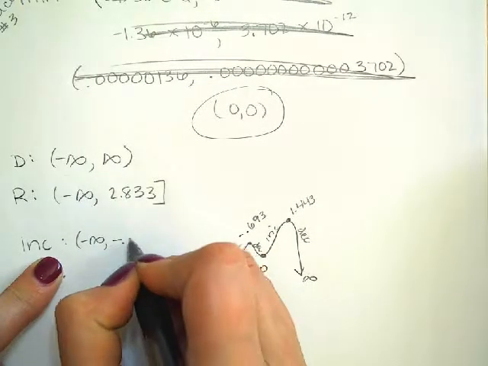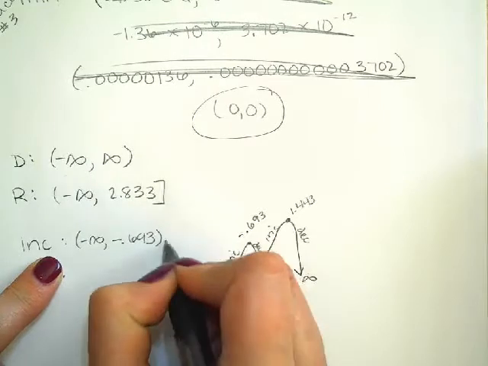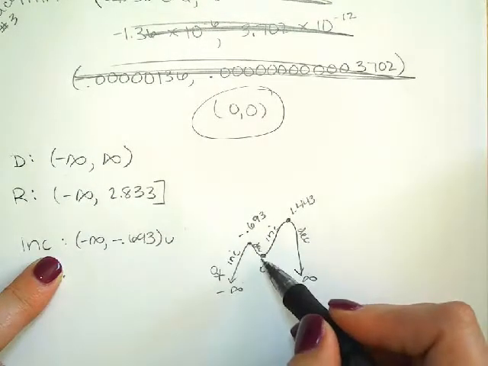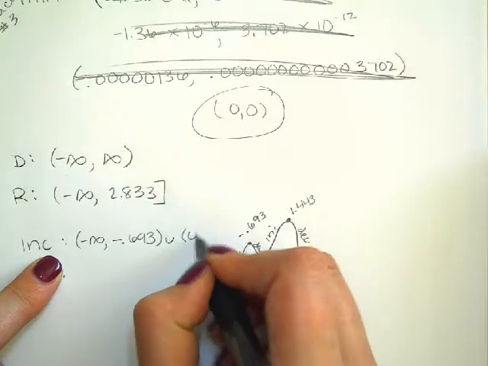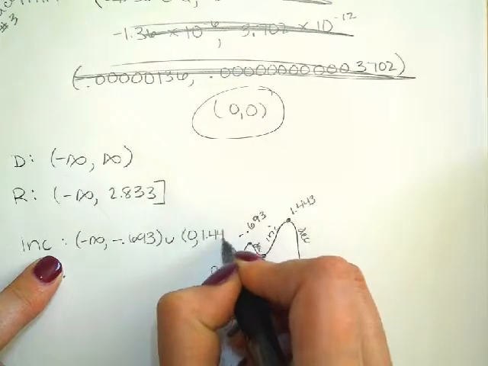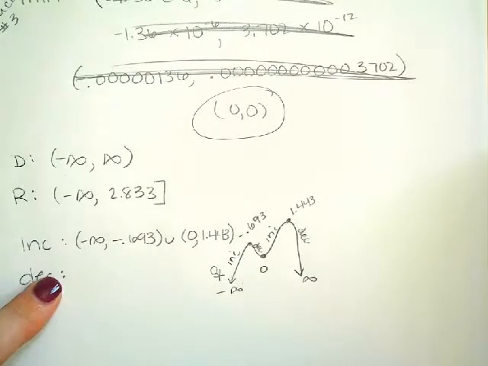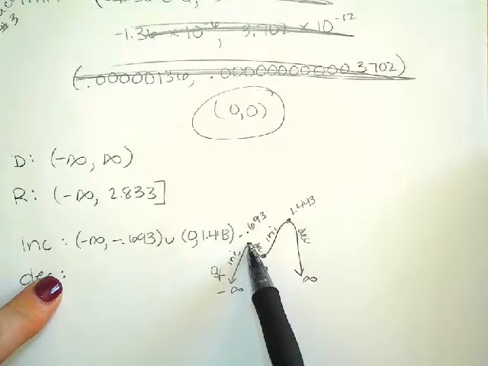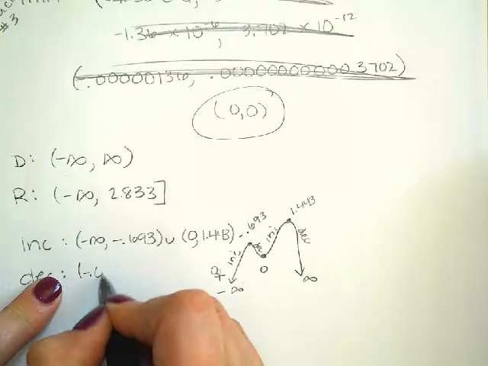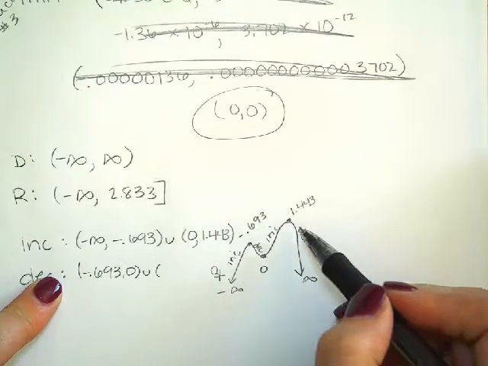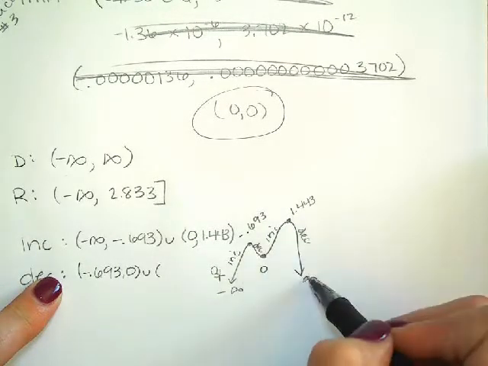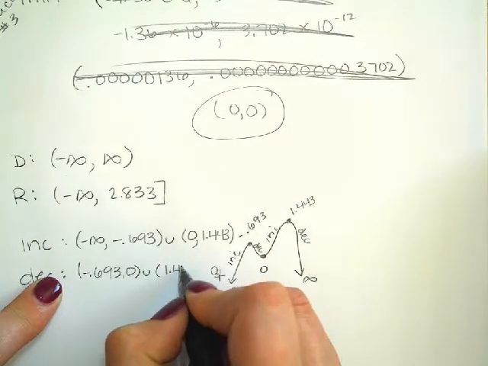Okay, so the increasing answer is what? Negative 0.693, and then that union with 0 to 1.443. Okay, and the decreasing interval? Negative 0.693 to 0, and then union with 1.443 to infinity. Why don't you do any brackets?